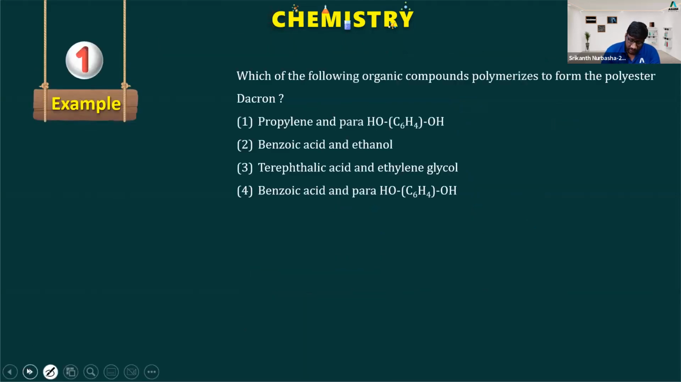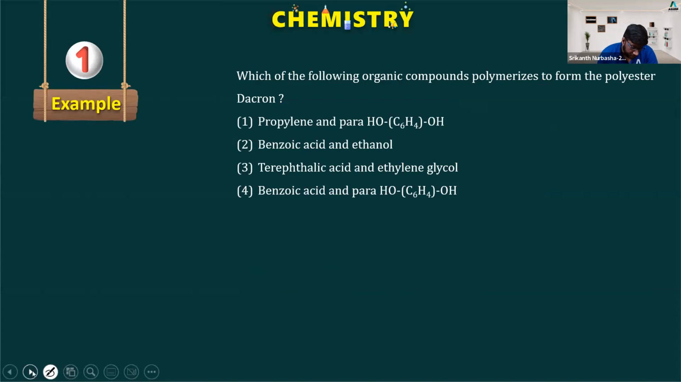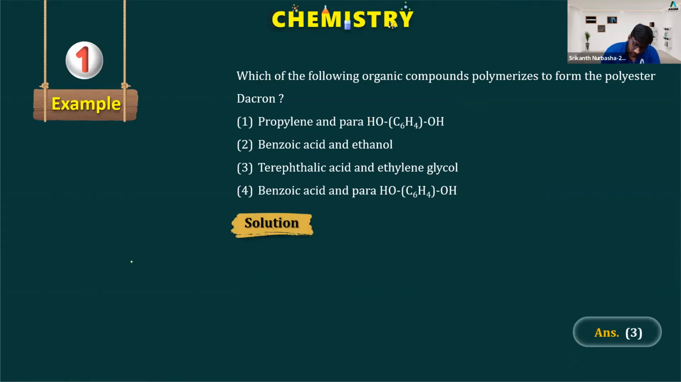Look at the example. Which of the following organic compounds polymerizes to give the polyester dacron? Try to answer this. Third option: terephthalic acid and ethylene glycol. So option 3. Such types of questions we will expect from polymers. Mostly they ask questions regarding the monomers, or the structure of the polymer based on the polymeric unit. Be careful with the monomers and the usages.